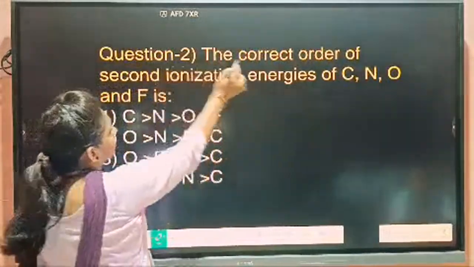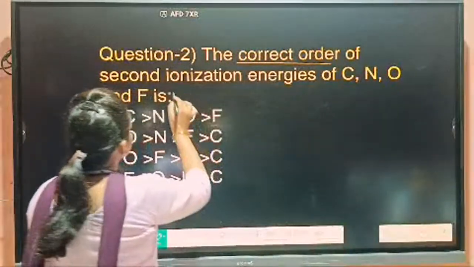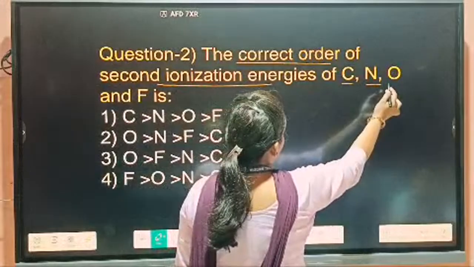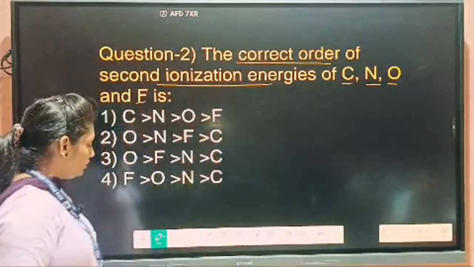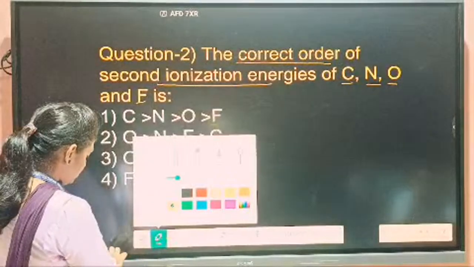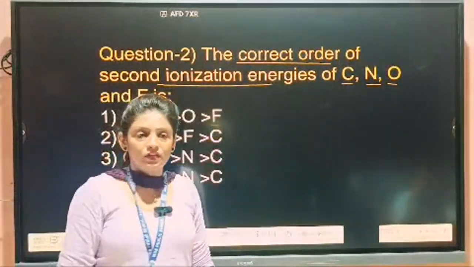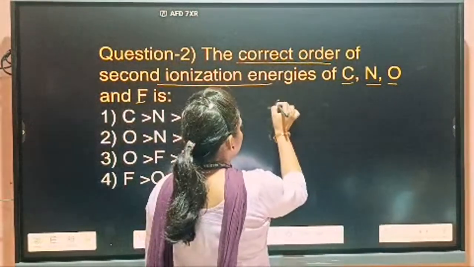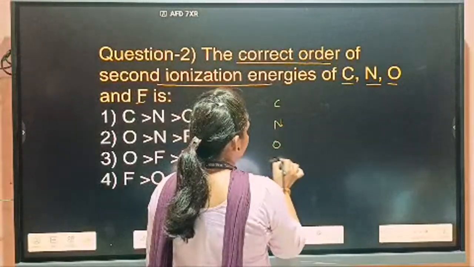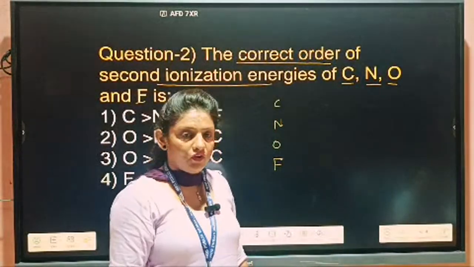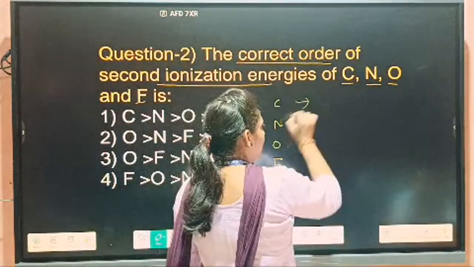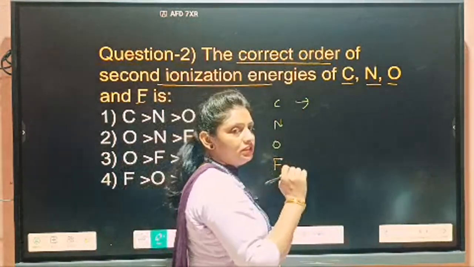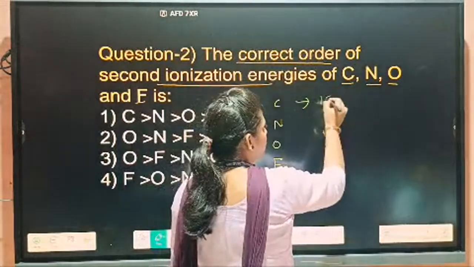The correct order of second ionization energies of carbon, nitrogen, oxygen and fluorine. Students, here the order for second ionization enthalpy is asked. The elements are carbon, nitrogen, oxygen and fluorine. First of all, students, we will write the configuration for them. What is the atomic number for carbon? 6.